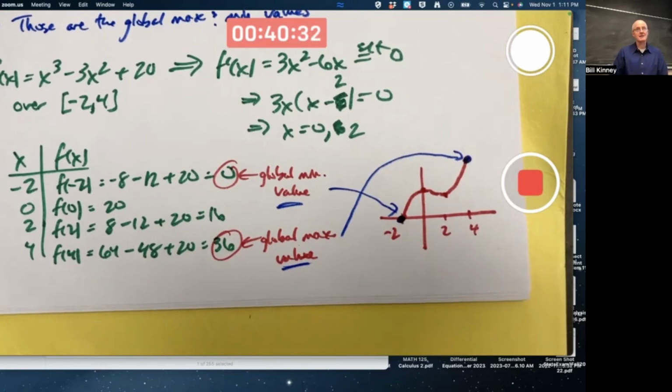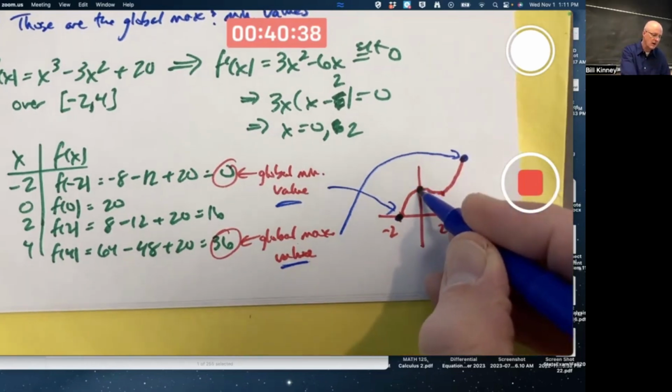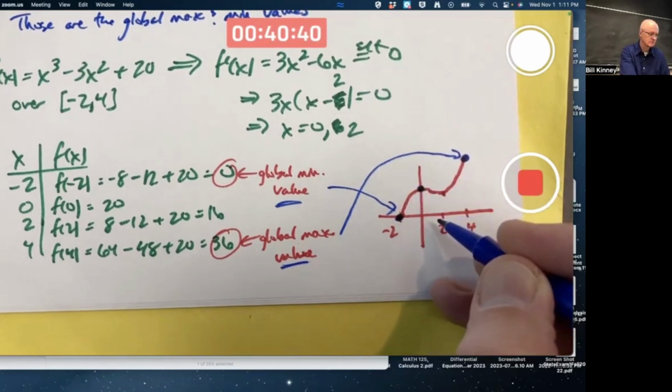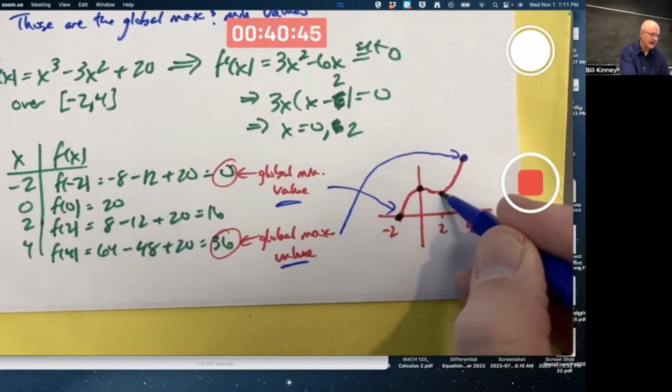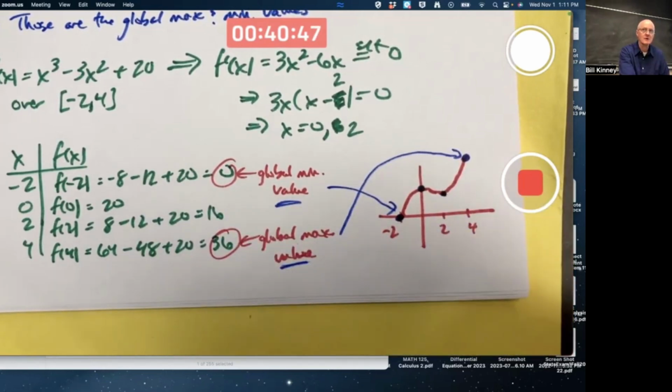There are local max and local mins here as well. We don't want to ignore those. It looks like probably a local max occurs at 0, and a local max value is 20, and a local min value of 16 occurs at 2. How could we confirm that those are local extreme points? That's the previous section. First and second derivative tests.